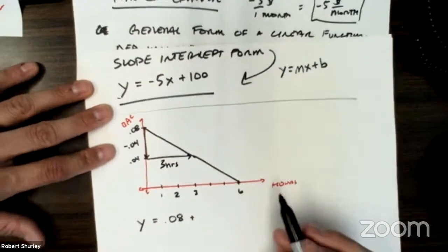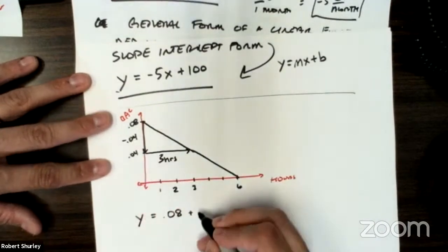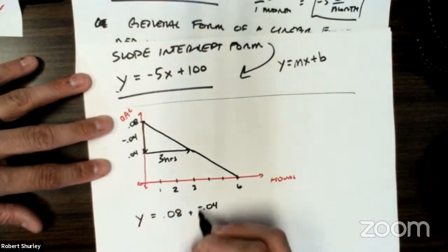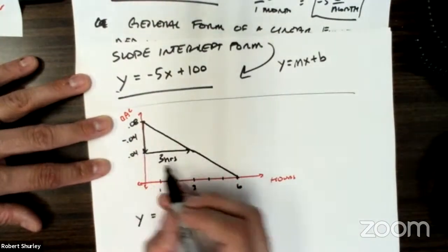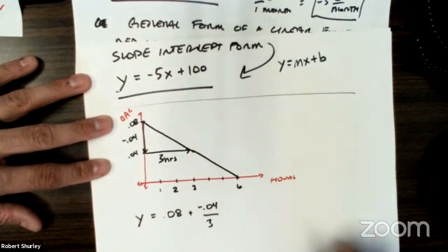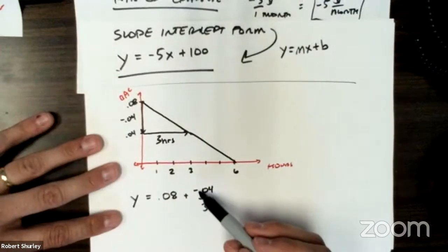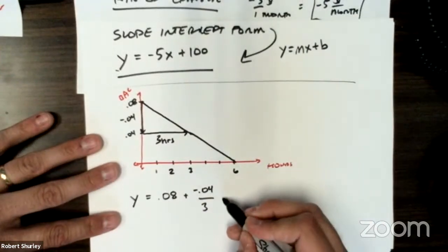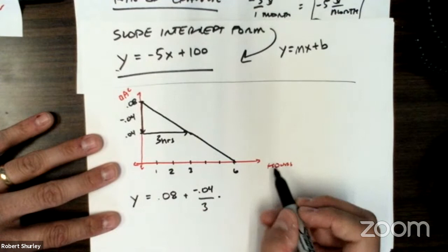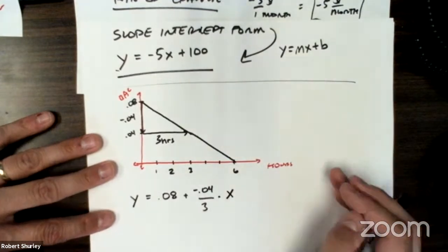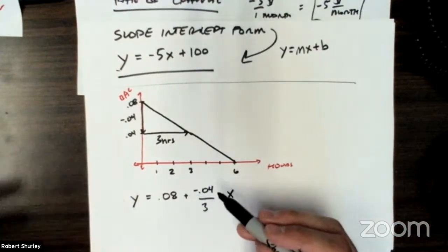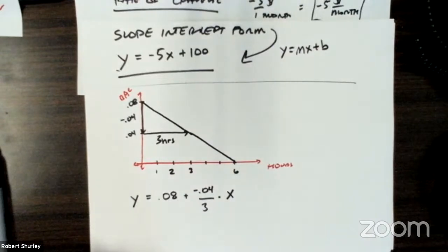So I'm going to write that as a fraction. I'm going to say negative 0.04 is the change in the y value over the change in the x, 3. Okay, I'm not going to put units in here. I'm just going to leave it as numbers. So minus 0.04 over 3 times my x value, my hours. Now I'm going to clean this up.